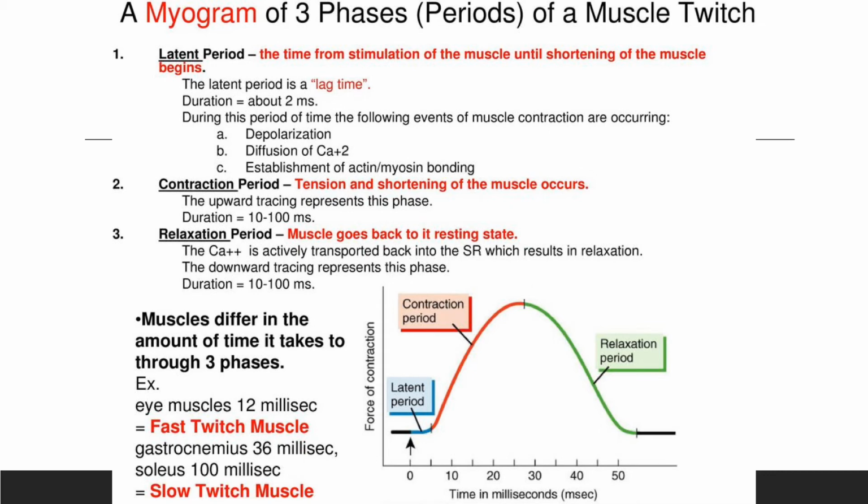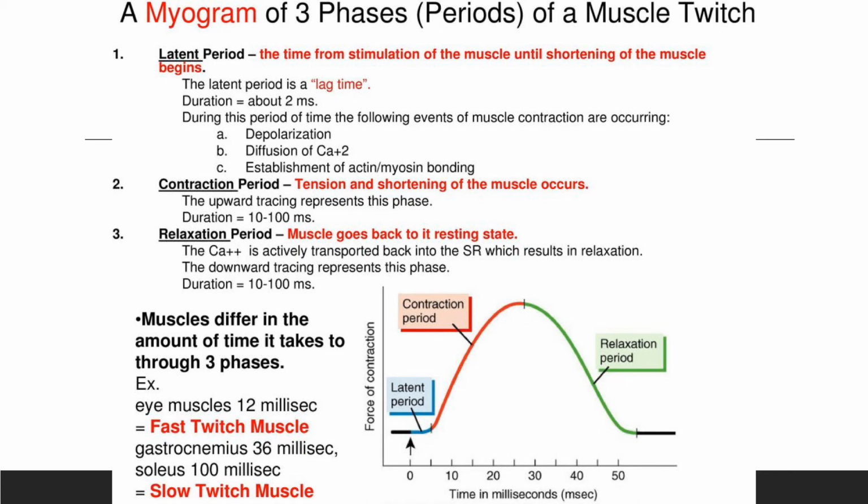This can also last between 10 and 100 milliseconds. Each muscle will differ in the amount of time it takes to get through each of the 3 phases. For example, your eye muscles can twitch extremely quickly, and we call that a fast twitch muscle, in about 12 milliseconds, whereas the gastrocnemius, which is your calf muscle, if you remember from anatomy, can take about 36 milliseconds.